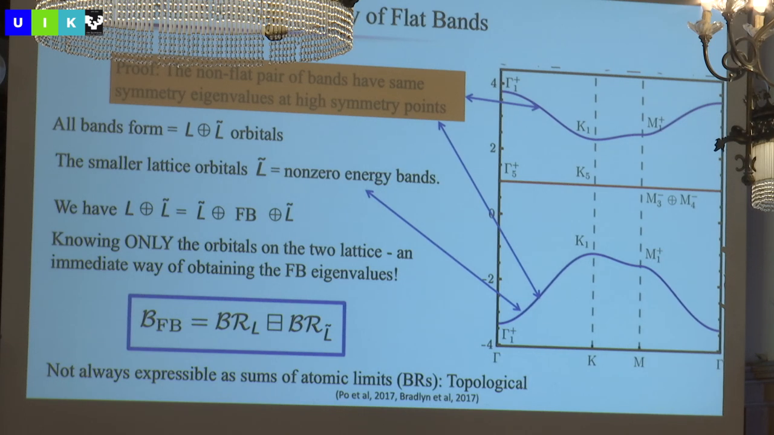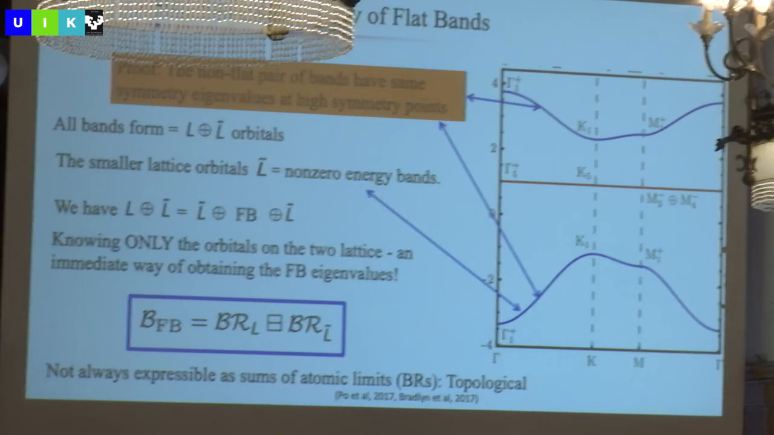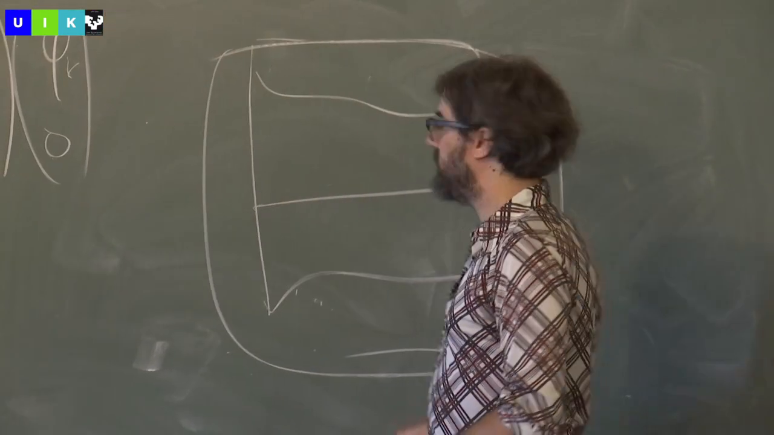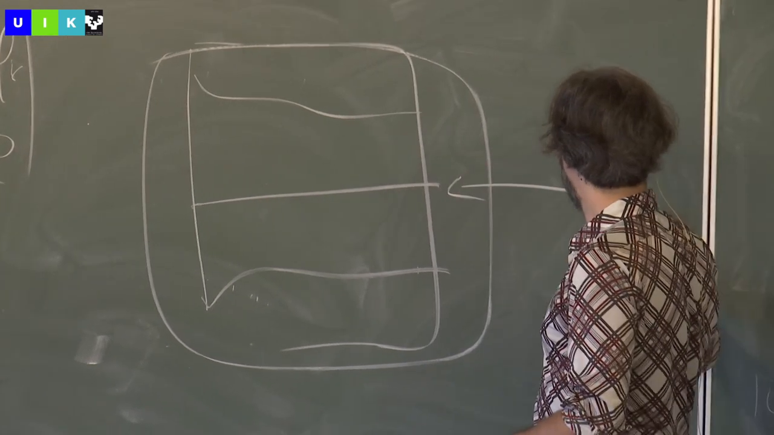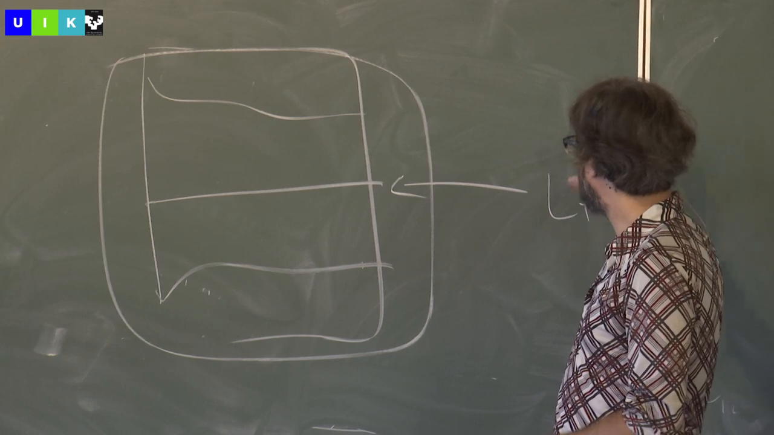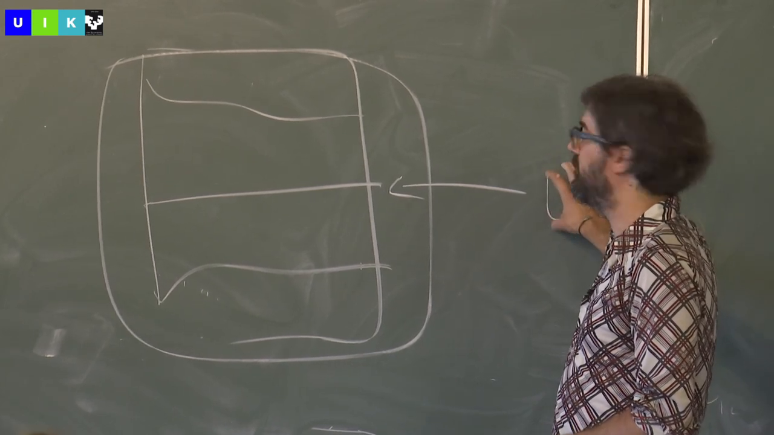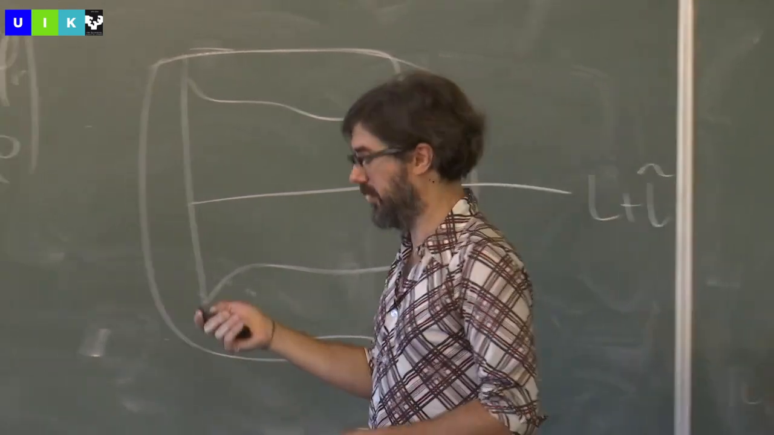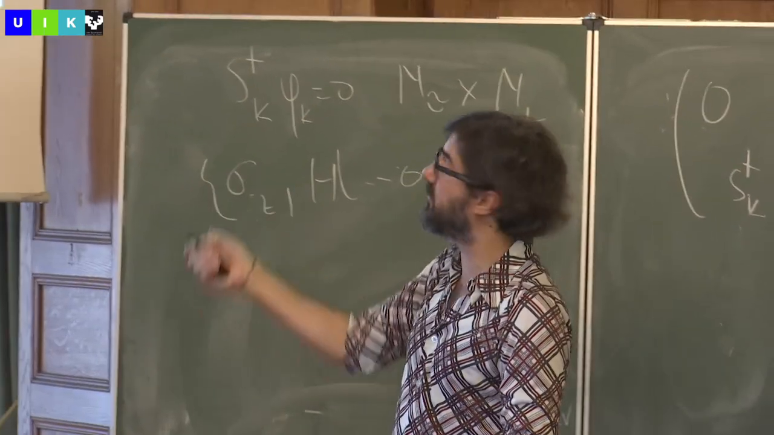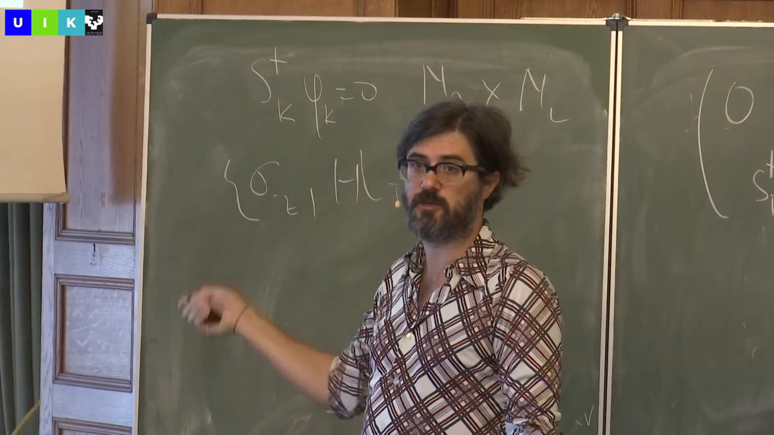If I look at the entire spectrum of these bands, the eigenvalues of all these bands, I know them. They're just the orbitals on the L plus L tilde sublattice. So just by knowing the orbitals on the two sublattices, or all the orbitals in the system, I know the whole set of eigenvalues at every high symmetry point.